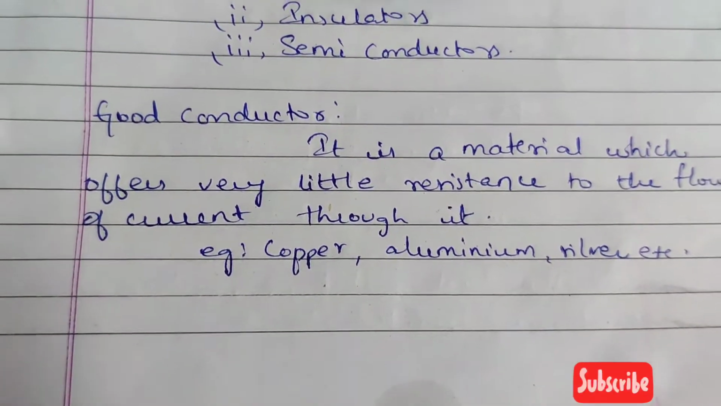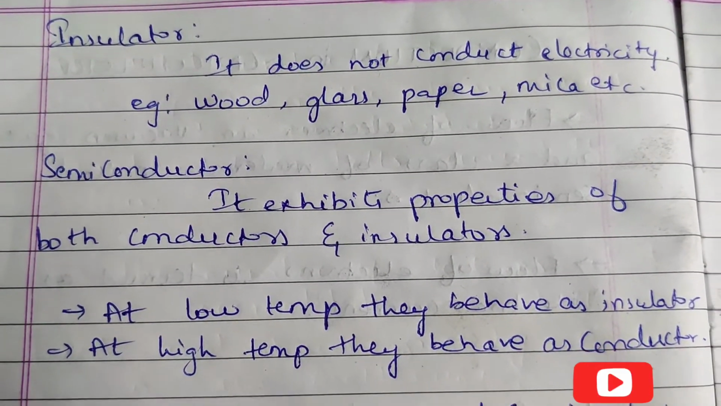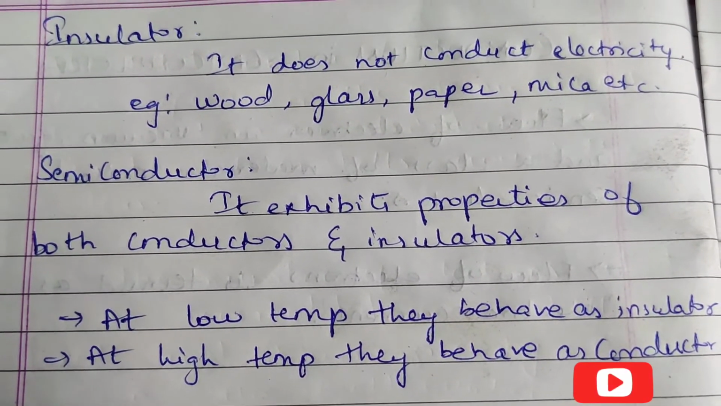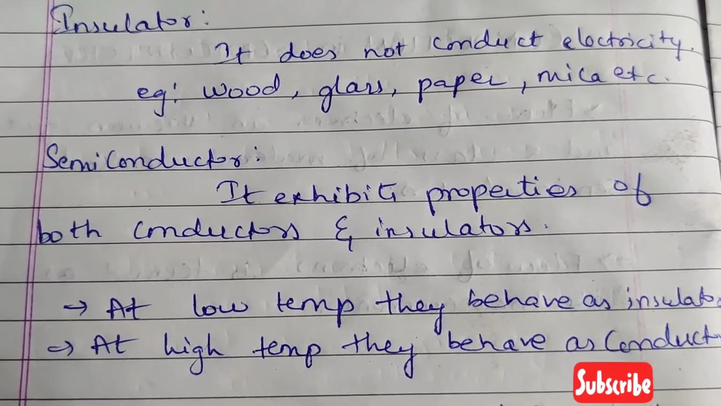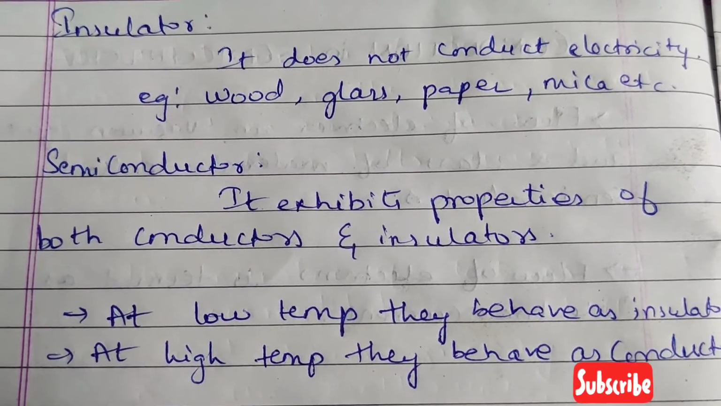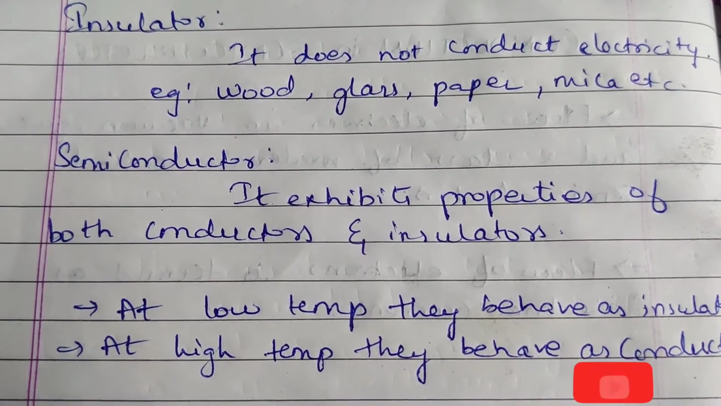An insulator will not conduct electricity. For example, wood, glass, paper, mica. For all these materials, even if you give electricity, there will be no flow of electricity in them. So those are called insulators.